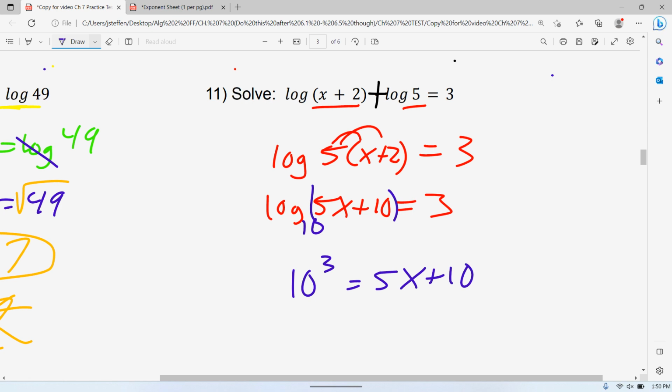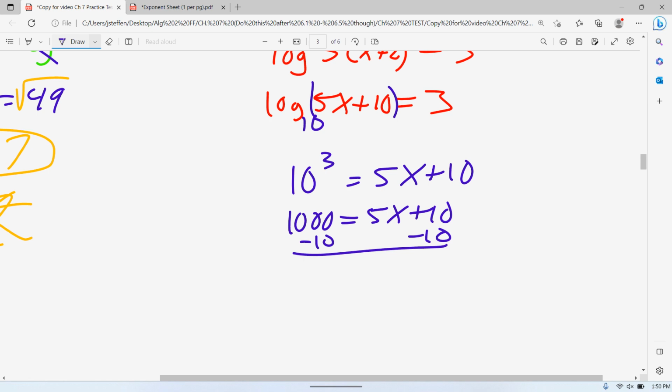And now we can solve this just like any normal problem. So 10 to the third in your calculator is 1,000. Subtract 10 from both sides. We end up with 990, I believe, is equal to 5x. Divide both sides by 5. I get x is equal to 198.